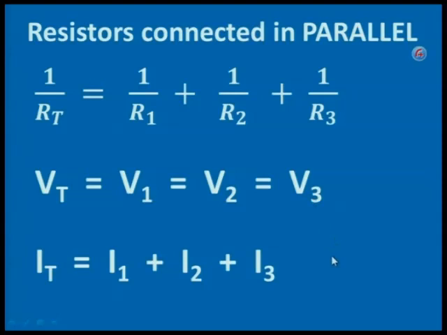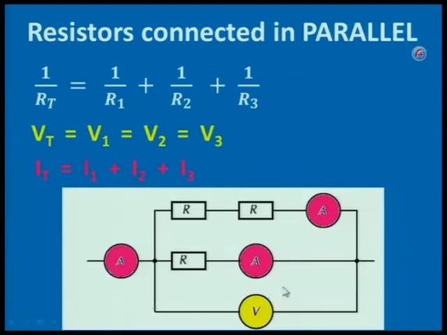And then your current is split up in a parallel circuit. Therefore, the total current is the current through resistor 1 plus the current through resistor 2 plus the current through resistor 3. So if we look at it this way, we have voltage, which is the same over all three resistors. Then we have current splitting up.